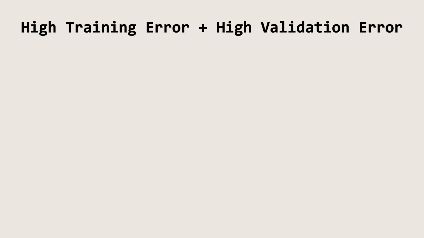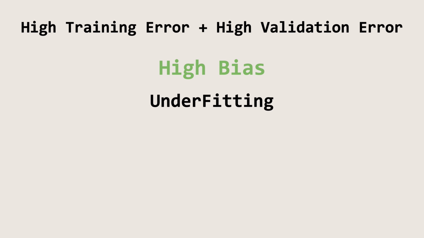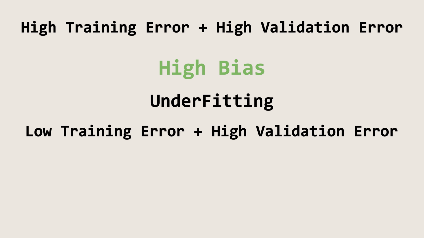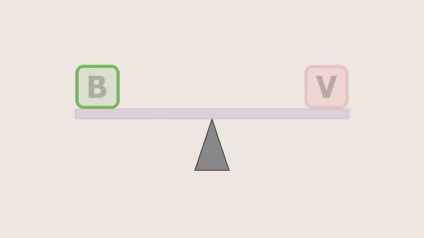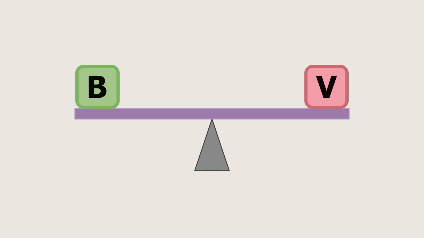When a model performs poorly on both the training set and the validation set, we say the model has a high bias. This means the model is too simple to capture the underlying patterns in the data, leading to underfitting. On the other hand, when a model performs very well on the training set but poorly on the validation set, we say the model has a high variance. In this case, the model is too complex and has essentially memorized the training data, including the noise and outliers. This leads to overfitting.